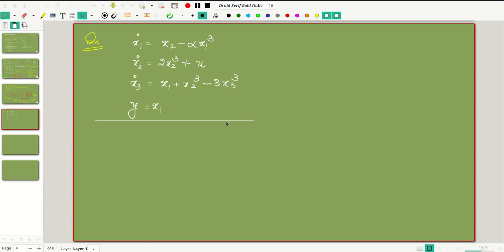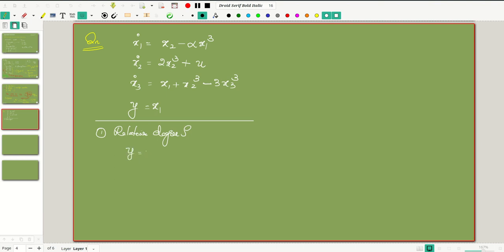So, let us look at this problem here. First what you have to find out here is the relative degree. So, let us see what is the relative degree of the system. Relative degree is rho. So, what is the relative degree here? How will you find out the relative degree?